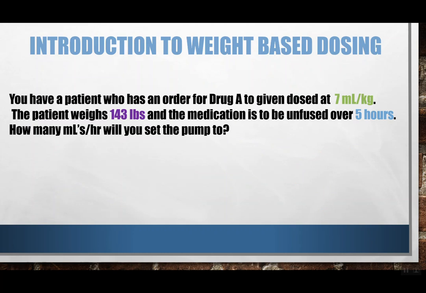Now, let's move on to weight-based dosing. You're going to be introduced to this now. You have a patient who has an order for drug A to be given at 7 mils per kilogram. The patient weighs 143 pounds, and the medication is to be infused over 7 hours. So how many mils per hour will you set the pump to?